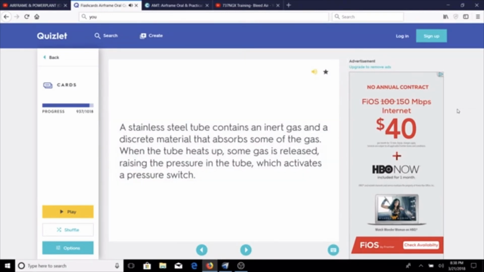Briefly describe the components and operation of a Lindberg fire detection system. A stainless steel tube contains an inert gas and a discrete material that absorbs some of the gas. When the tube heats up, some gas is released, raising the pressure in the tube, which activates a pressure switch.